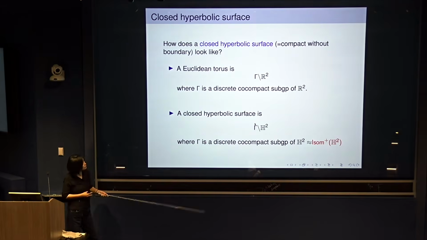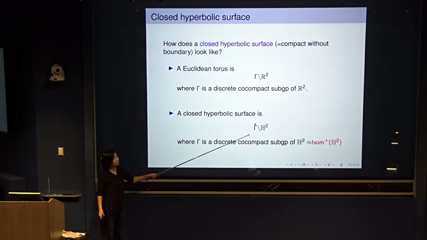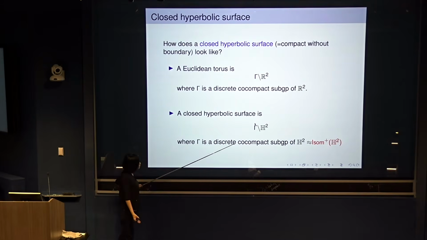However, the problem is that H2 is not a group. Okay? H2 is not a group. There is no group structure. So this sentence does not quite make sense. So what is the discrete co-compact subgroup of H2?